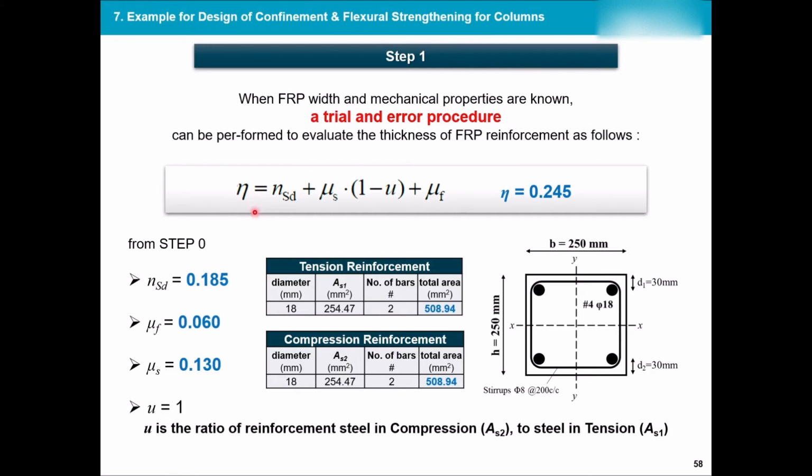Step 1 simply says calculate an eta for yourself. You have this value, this value, this value already calculated in step 0. And then you just have to calculate U. In terms of U, usually we have symmetric reinforcement distribution in a column. So whatever area of reinforcement is in compression will have the same area in tension as well. So the ratio of their area will be 1. U is the ratio of reinforcement steel in compression to steel in tension. Because we have the same distribution of reinforcement, U is 1. So step 1 done.